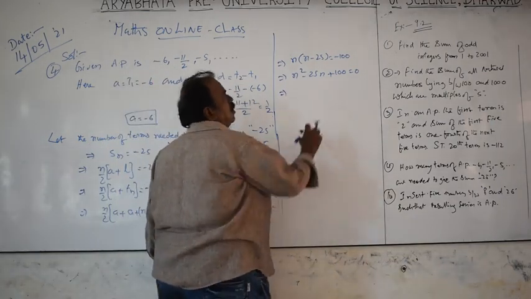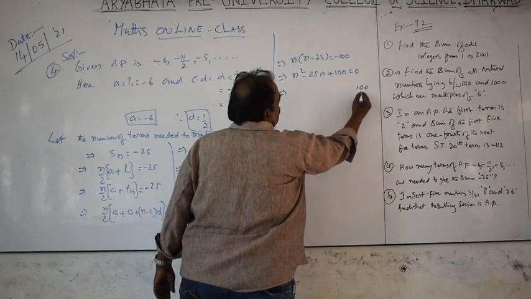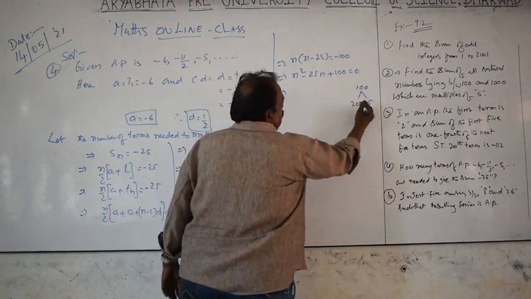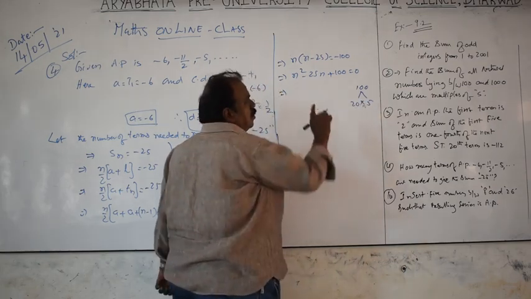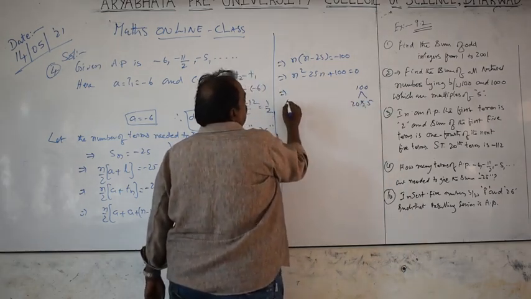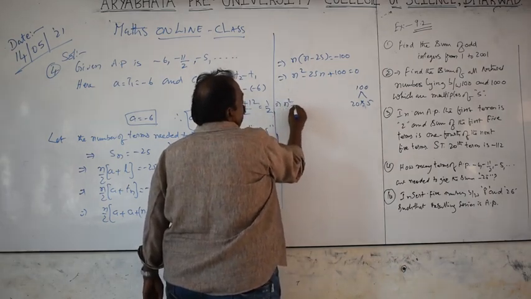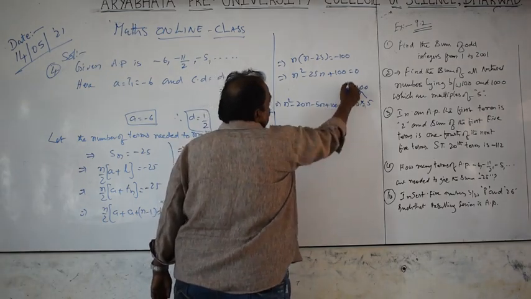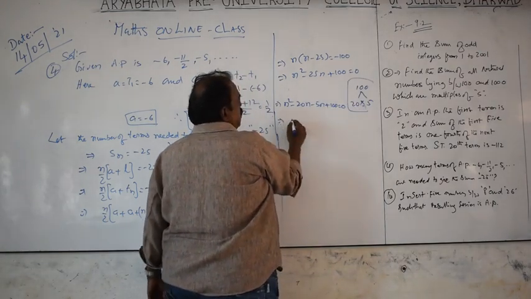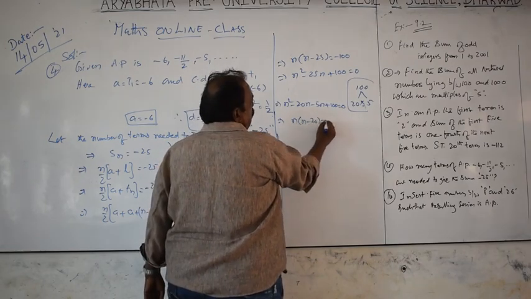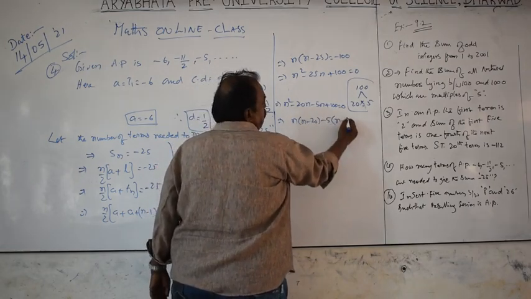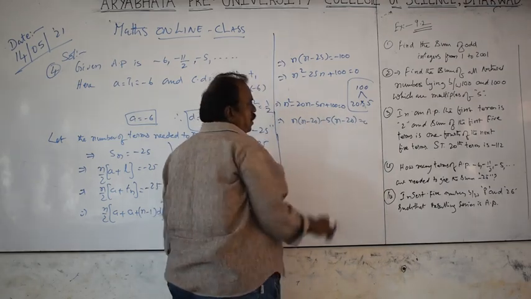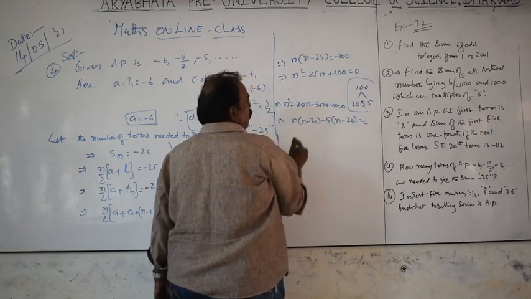Okay? You see, 25 is 100. Will you agree? 20 plus 5 is 25, and 20 into 5 is 100. So we can write it as n square minus 20n minus 5n plus 100 is equal to 0. So it is n of n minus 20 minus 5 of n minus 20 is equal to 0, because minus into minus is plus, and 5 times 20 is 100.